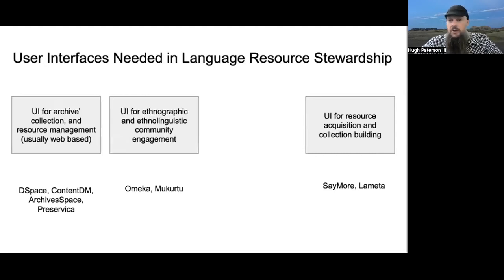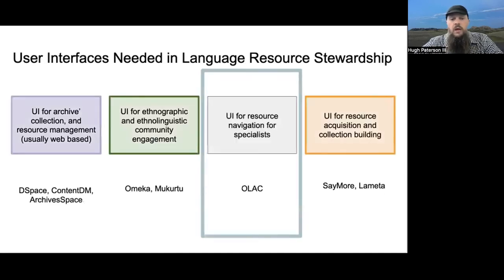And the third one, there's been a lot of discussion about language communities accessing resources. And so we need user interfaces for ethnographic and ethno-linguistic community engagement. And those user interfaces may be different than other kinds of user interfaces that we see here. And there are specialized content management systems that would communicate with DSpace or Content DM, like Omeka and, let me say this correctly, right? Mukurtu, and those content management systems allow for the display of information in other kinds of ways that might be more engaging for communities.